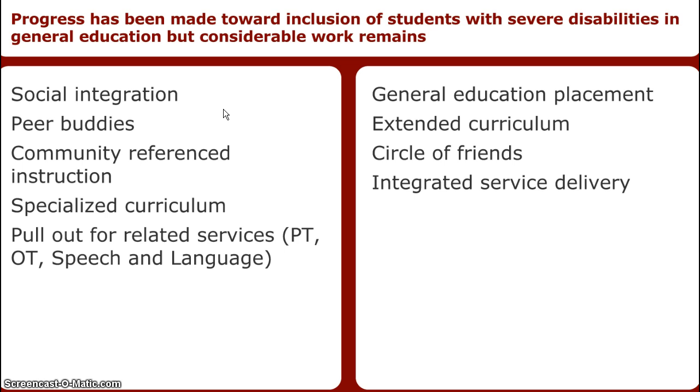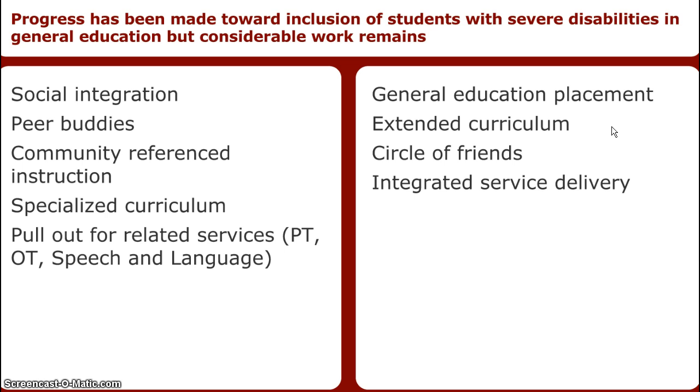Specialized curriculum. We had this separate functional curriculum for people with severe disabilities. And we had pull-out programs where we pulled them out for physical therapy and occupational therapy and speech and language. Now, what we do instead is we have general education placement, kids with the most significant disabilities in the regular class all day. We have extended curriculum. Instead of having a specialized curriculum, they have language arts, math, and science. But we extend it so that we can reach the skills that they can do with accommodations.